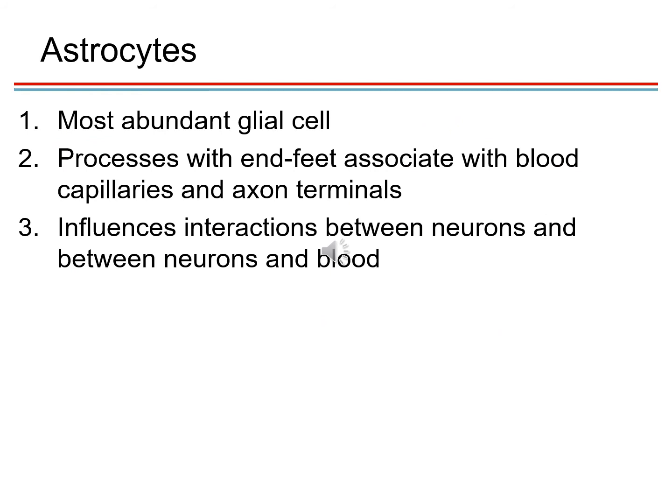Yes, astrocytes need special attention, not only because they are the most abundant glial cells, but also because, as I mentioned before, they have extended or ending feet associated with the blood capillaries nearby and axon terminals, and they are crucial in how they keep the external environment of the neurons very clear for a better function of them.